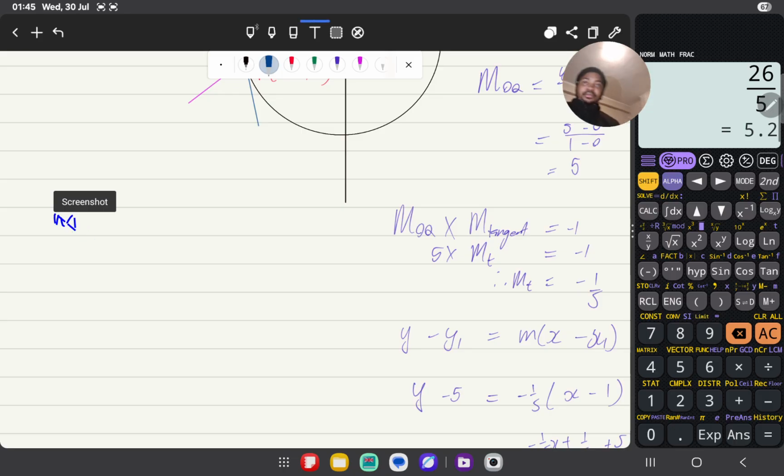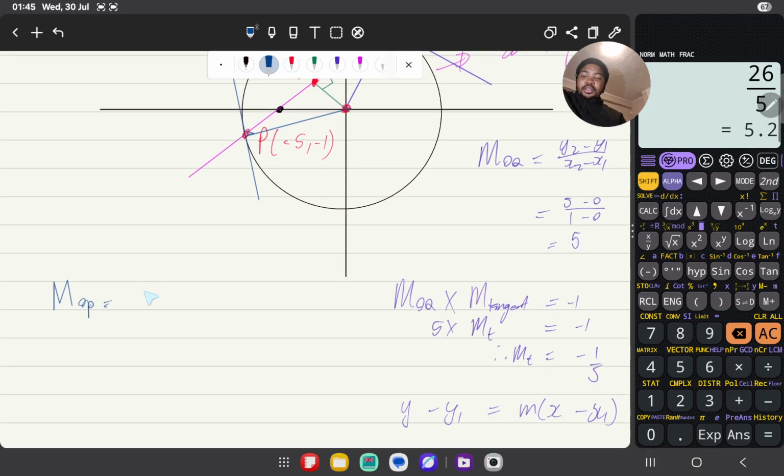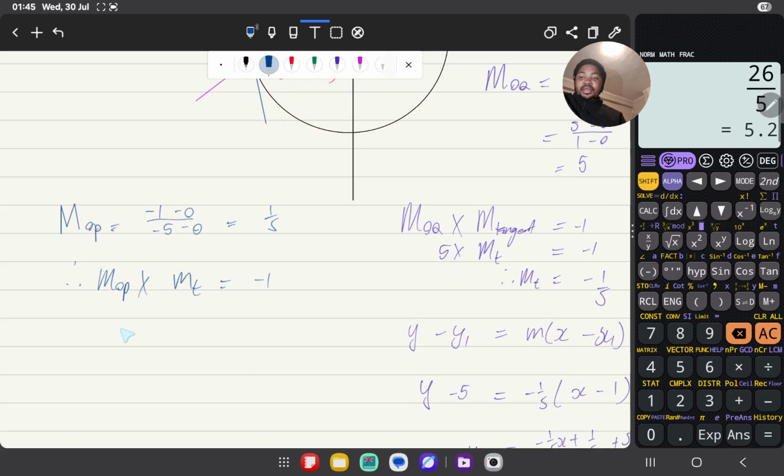So the gradient of OP is going to be minus 1 minus 0 over minus 5 minus 0, which is 1 over 5. And therefore the gradient of OP times the gradient of the tangent is minus 1. So 1 over 5 times mt equals minus 1, and therefore mt equals minus 5.